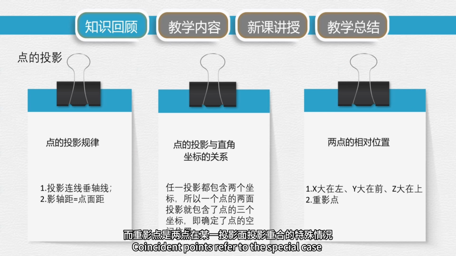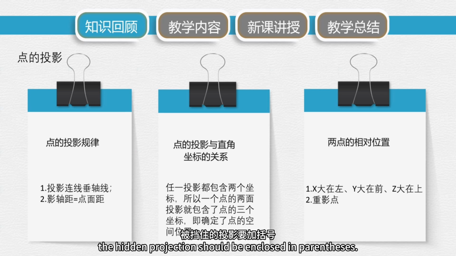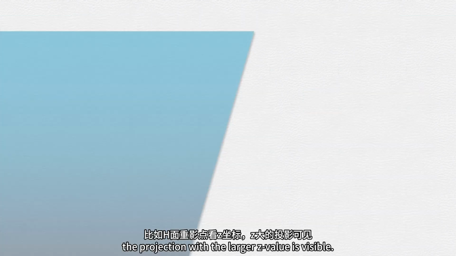Coincident points refer to the special case where 2 points coincide in projection on a projection plane. When determining visibility, the hidden projection should be enclosed in parentheses. For example, for coincident points on the H-plane, visibility is determined by the z-coordinate. The projection with the larger z value is visible.